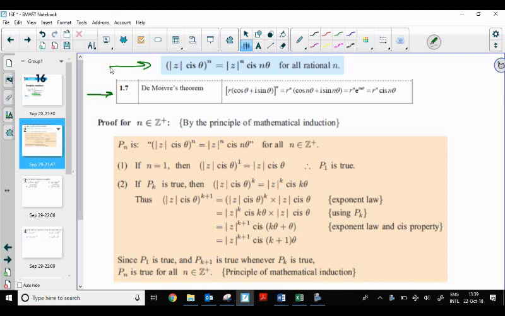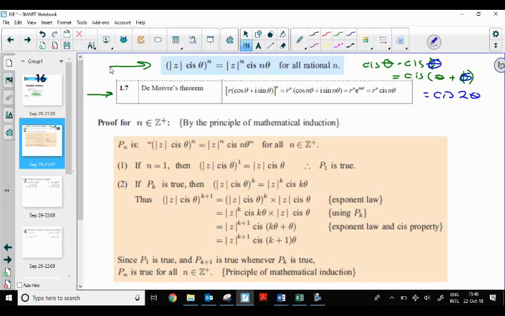So it's an extension really of what we saw previously, which was we saw what happens when we take cis theta times cis phi. We knew that that gave us cis theta plus phi. And if phi had been equal to theta, then this would have given me cis 2 theta. And if I multiplied by another cis theta, then I would have had cis 3 theta, and so on and so on and so on.